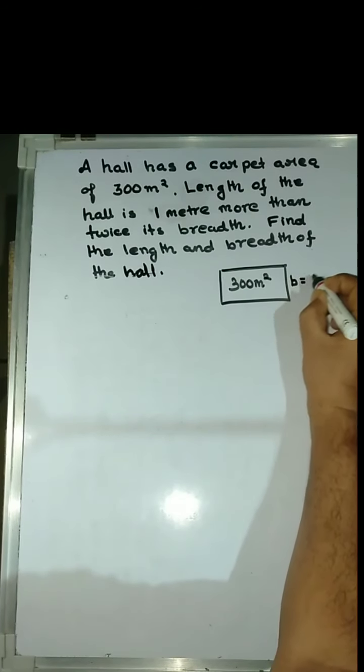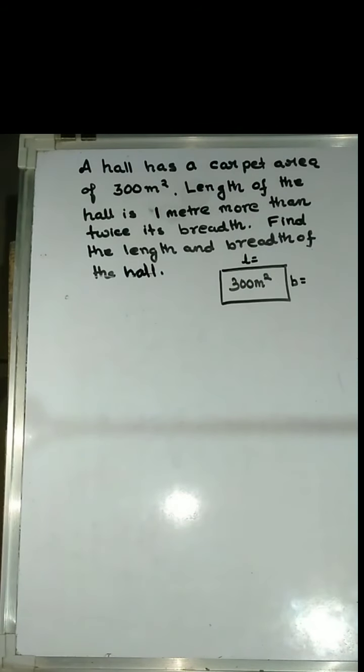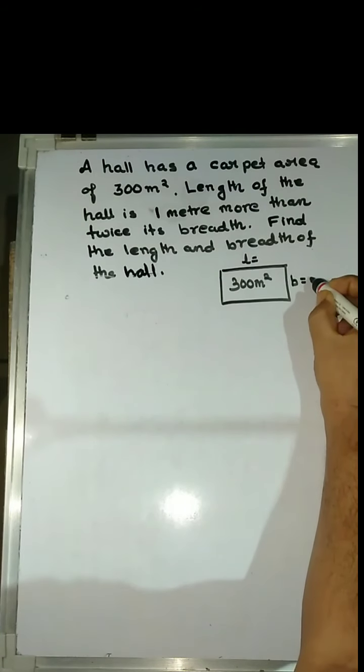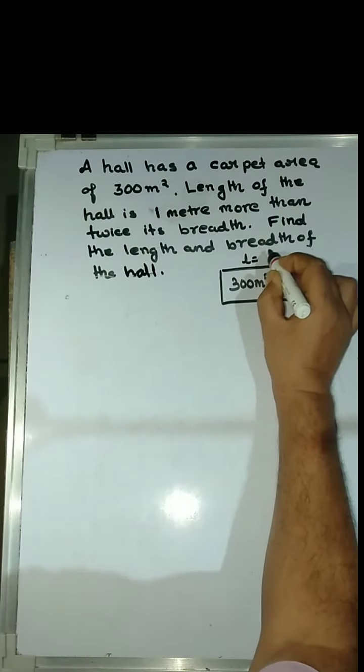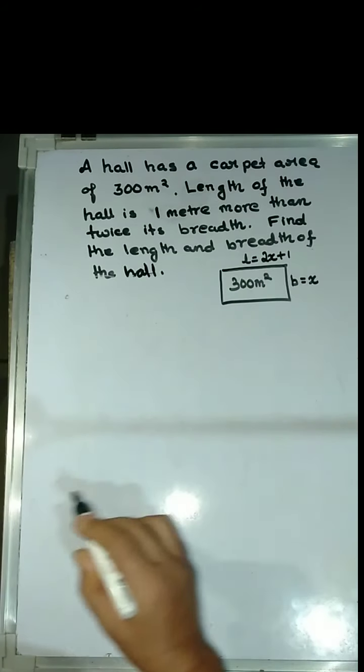The breadth is equal to, the length is equal to, and here it says that the length is one more than twice the breadth. So you need to find the length and the breadth. Since the breadth is a smaller amount, we write it as x, and the length is twice the breadth plus one more. It would be like that.